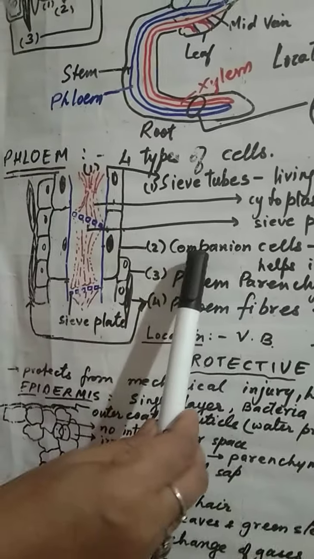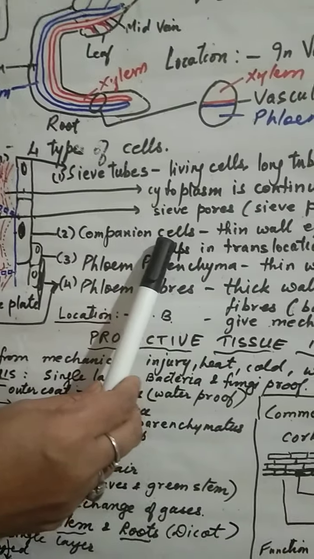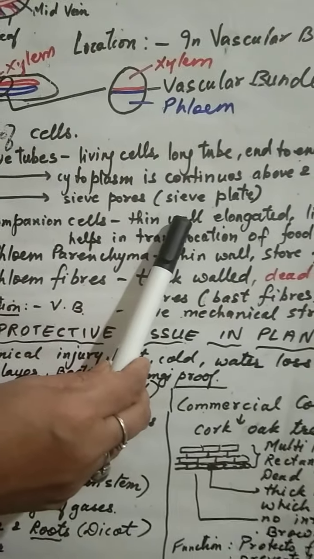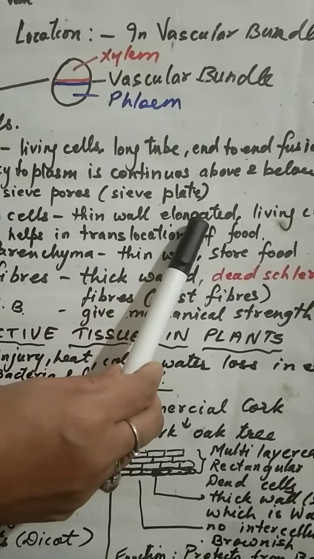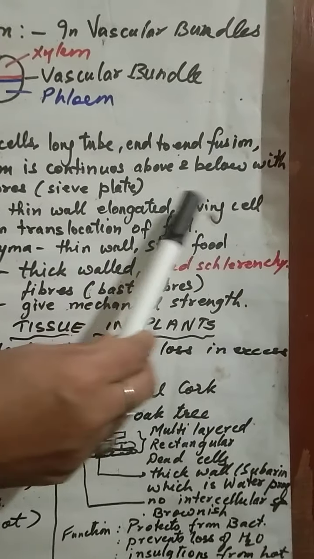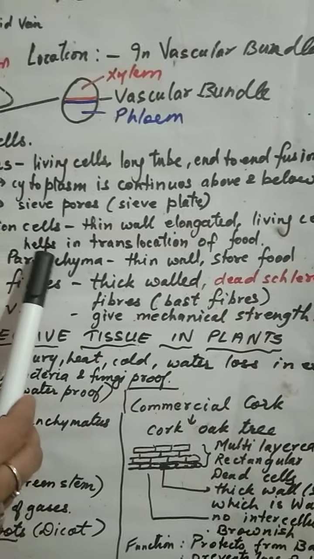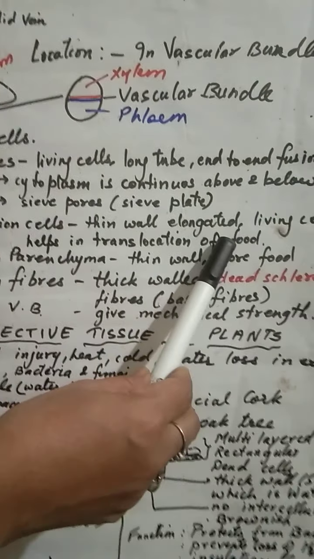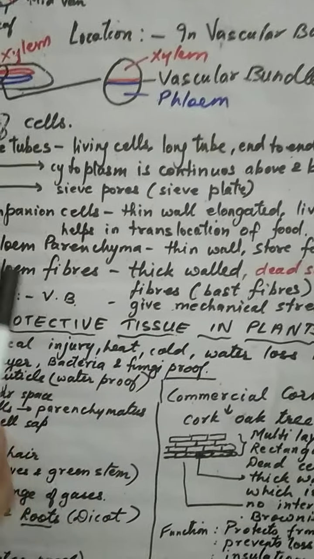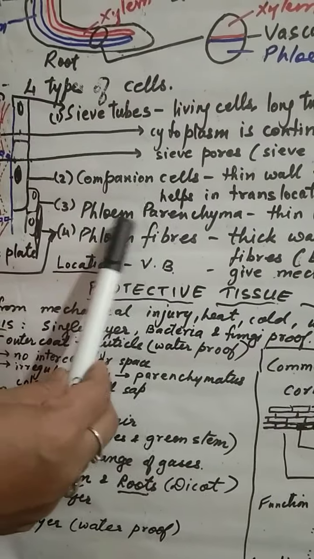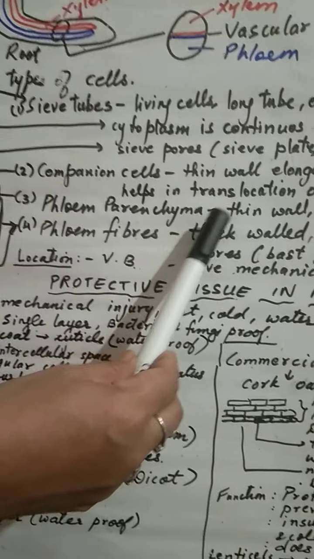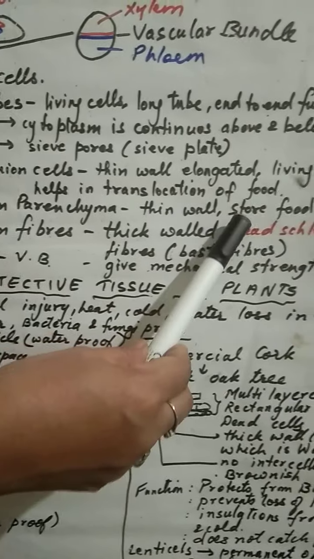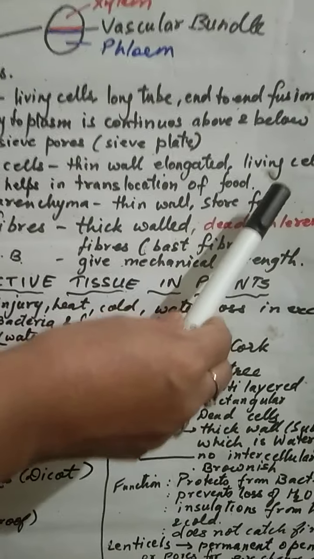The second type of cell is called companion cells. They have thin walls, as you can see. They are also elongated. They are also living cells. What is the function? They help in translocation of food. The third type of cell in phloem is phloem parenchyma. They have thin walls. They store food, etc.